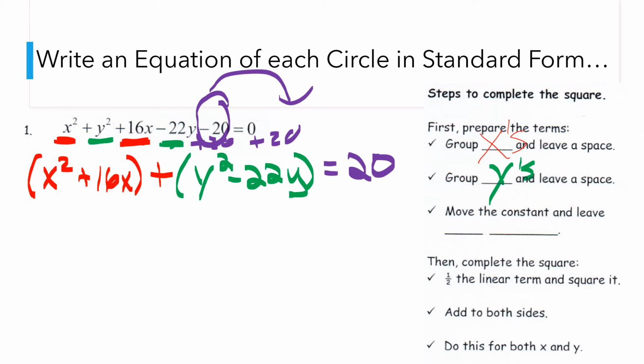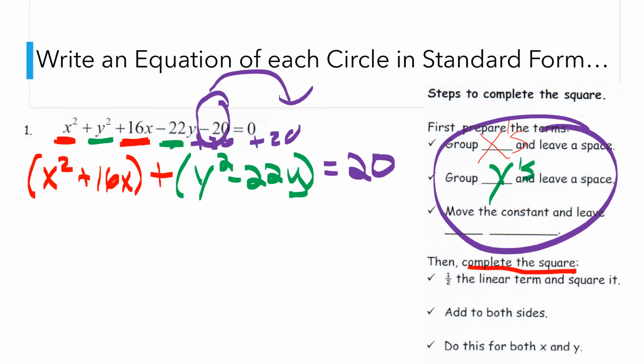That would be basically the first step, kind of doing all of that in one. That's like preparing the terms. Now what we're going to do is two different completing of the squares. We're going to do it with the x's and we're going to do it again with the y's. So when we start with the x's, the completing of the square process, hopefully you remember this, is that you're going to take half of b. So in this case, b is 16.